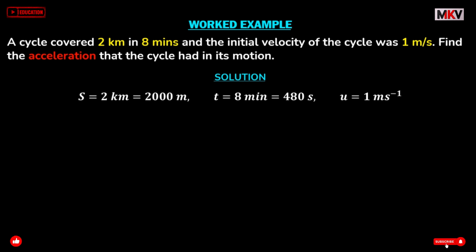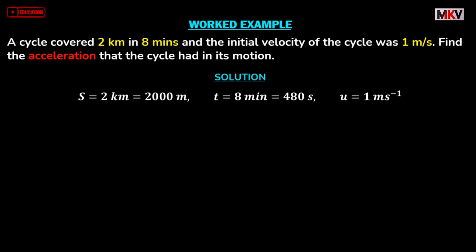Now picture what you have and what you are looking for. We have time, initial velocity, and distance; we are looking for acceleration. So picture the equations. Equation 1, v is equal to u plus at. Equation 2, s equals ut plus half at squared. Equation 3, v squared equals u squared plus 2as. And we are looking for acceleration.